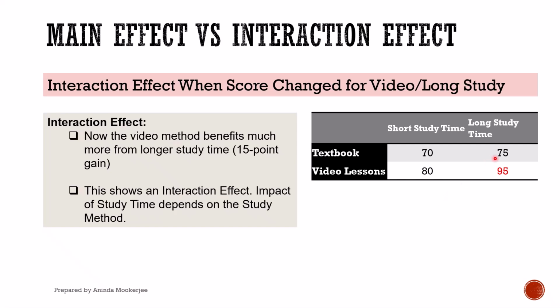So when these differences are the same, the conclusion is there is no interaction effect. However, if one is significantly greater than the other, then the conclusion is there is an interaction effect, right? This shows there's an interaction effect: the impact of study time depends on the study method.